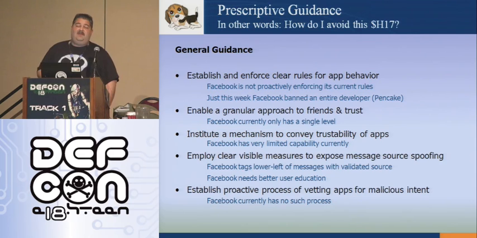Instituting a mechanism to convey the trustability of applications. So Facebook has a basic capability of that right now, where on a given application's page, users can go and say, I like this application. That's really the extent of the trustability right now. The reality is most people who use Facebook and use apps are typically going to click that like because they think it's a cool application, it does something fun. They're not clicking like because of its security.